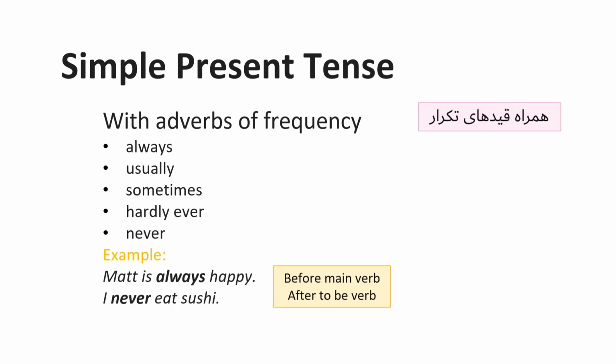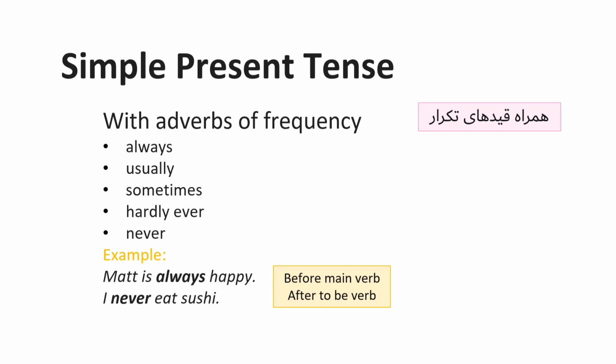So we sometimes use simple present tense with adverbs of frequency. What are adverbs of frequency? Adverbs like always, like usually, like sometimes, that tell you how often something is done. For example, when I say Matt is always happy, always here means that this happens like 7 days of the week. That means every day. He is happy every day.